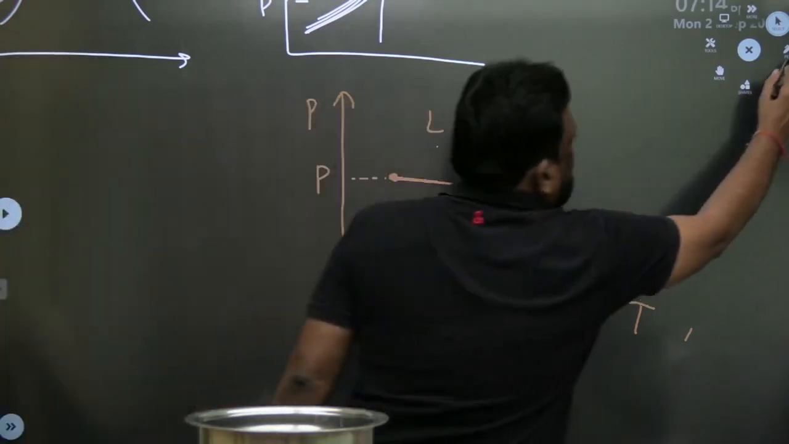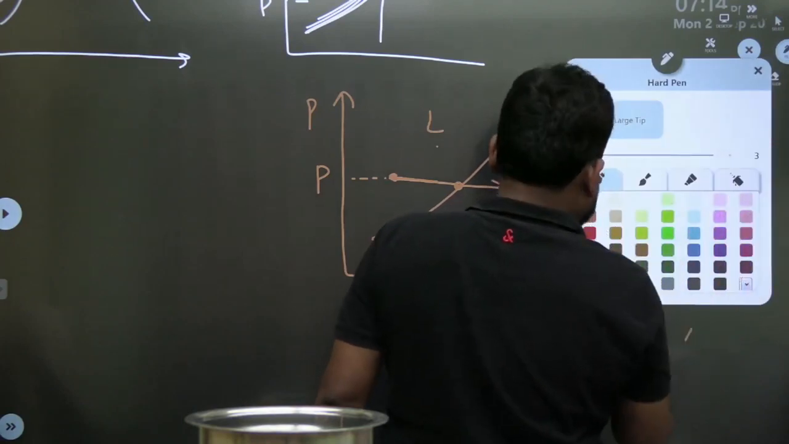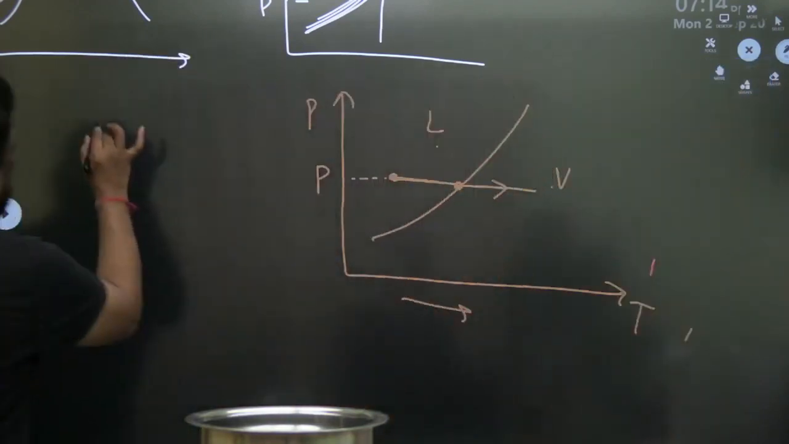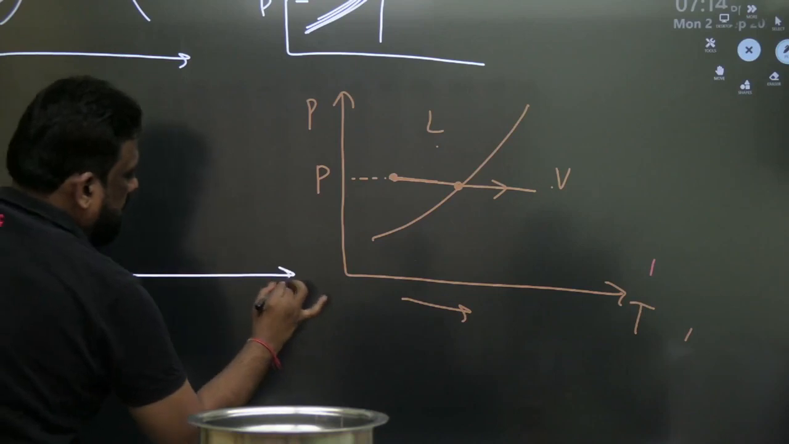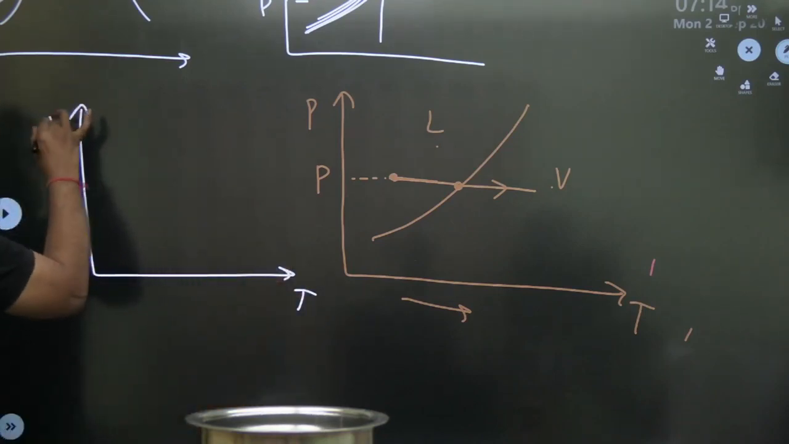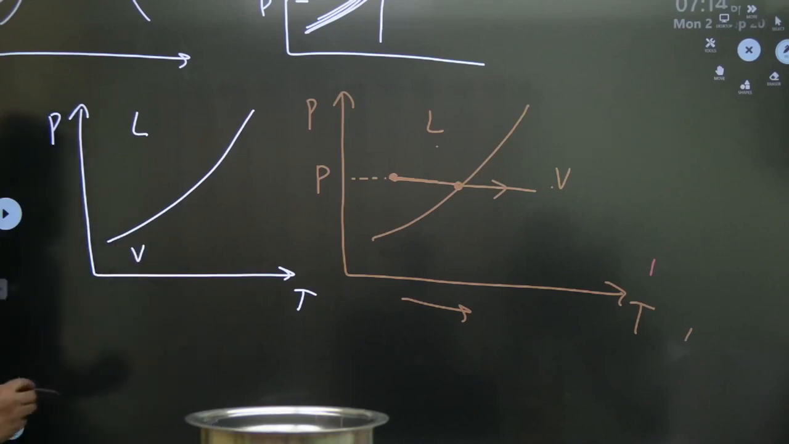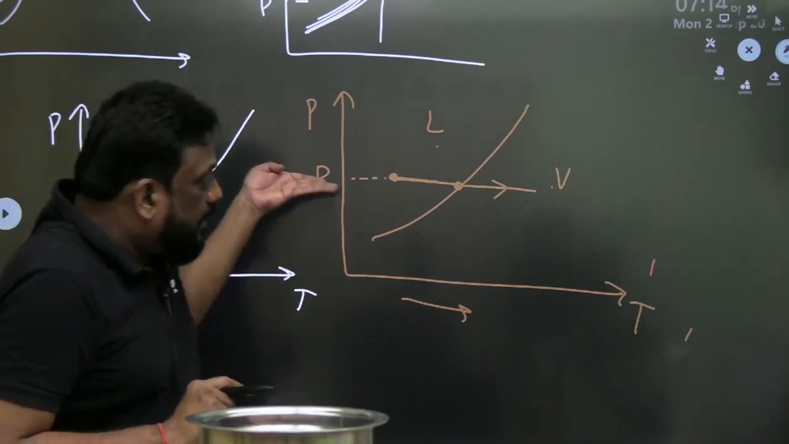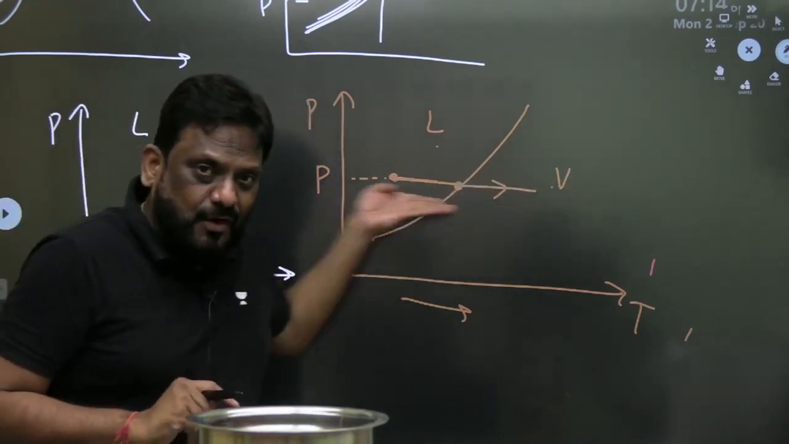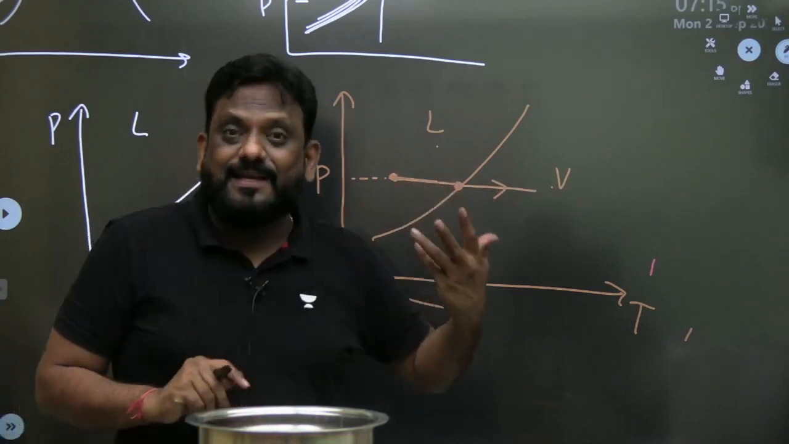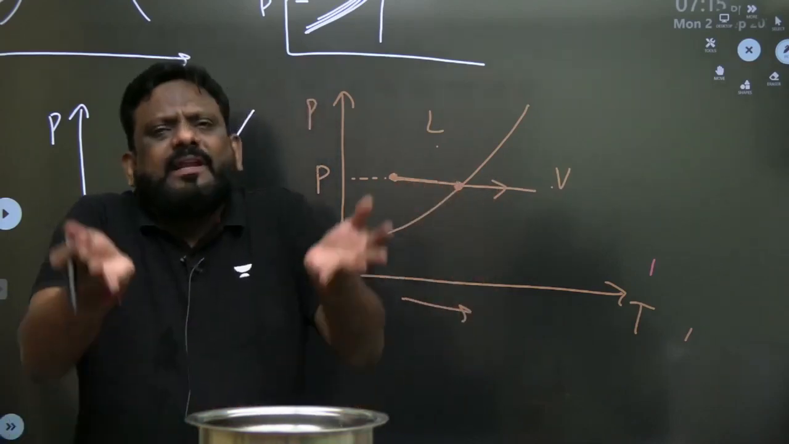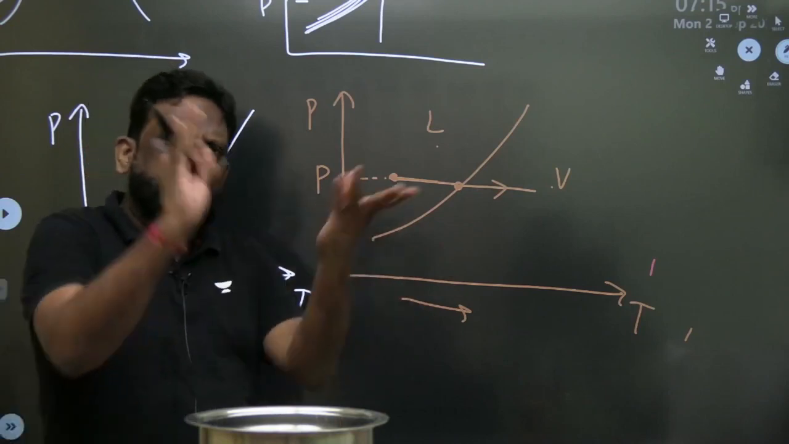Right. Now, dear students, have a look. Let us take the other case. This is T and this is P. So now the other way, this is liquid and this is vapor. In this case, you kept pressure constant, and you have varied or increased the temperature. That is normal heating. This is general boiling, which everyone knows.